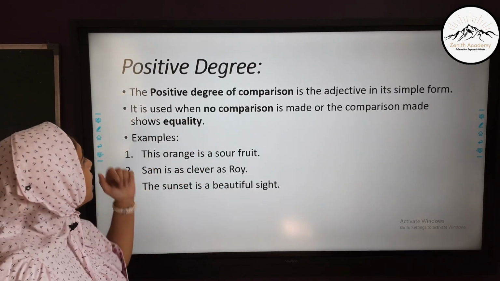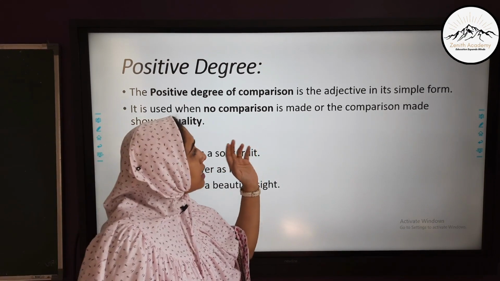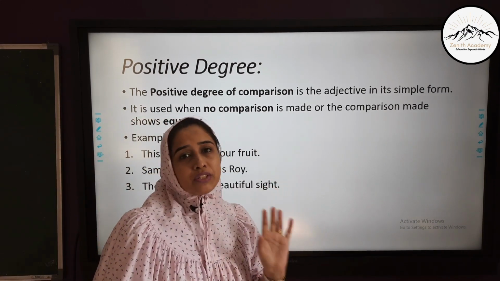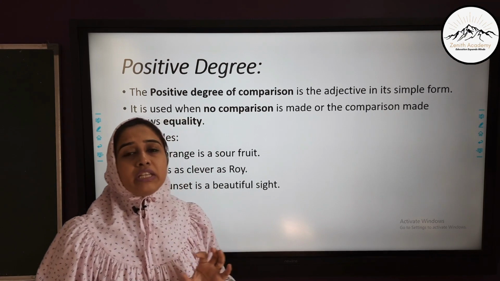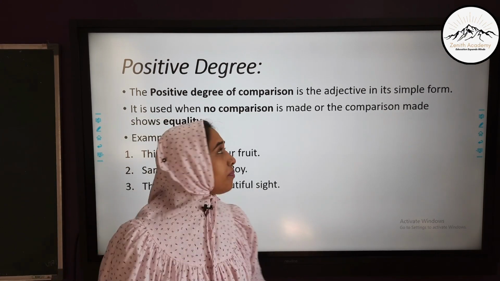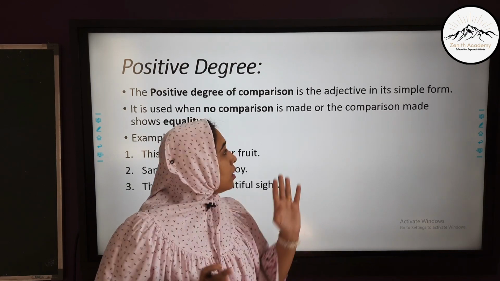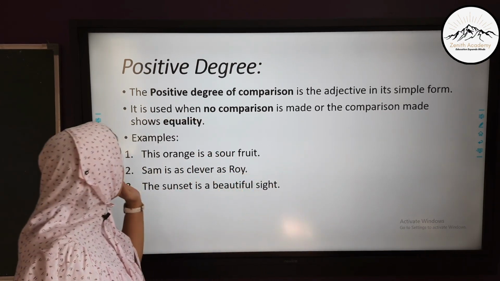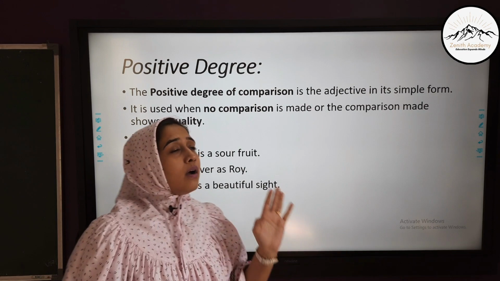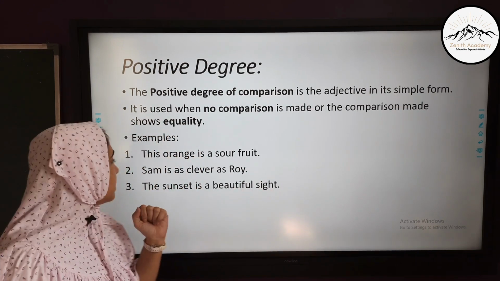Positive degree. The positive degree of comparison is the adjective in its simplest form. The basic word of the adjective is called the positive degree. It is used when no comparison is made between two objects. It shows equality. Let's see the examples for better understanding.